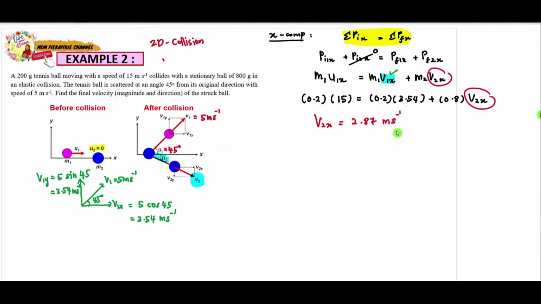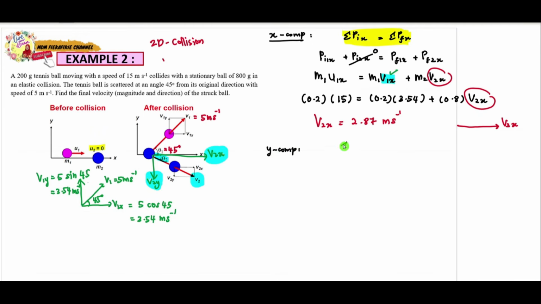Okay. So nilai V2X kita ni positif. So maknanya direction V2X kita to the right. So kalau kita sketch, maknanya V2X kita macam ini. So betul tak V2X kita to the right? Betul lah. Okay, kalau kita resolve, kita akan dapat V2X dan V2Y. Okay, so here is V2X and this is V2Y. So now let's move to the Y component.